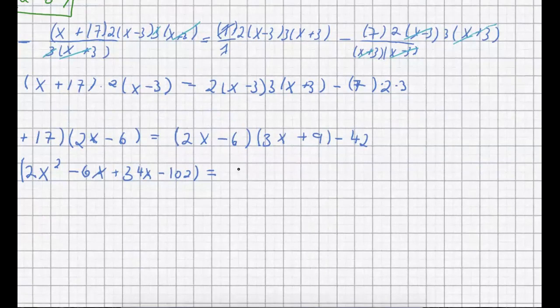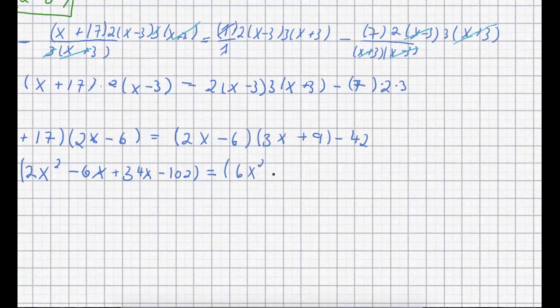2x times 3x is 6x. So let's put סוגריים just to be on the safe side. Oh, right, it's not 6x. It's 9x. No. 2 times 3? Wait. 2 times 3 is 6. You're right. It's 6x בשנייה. Right. Yes.